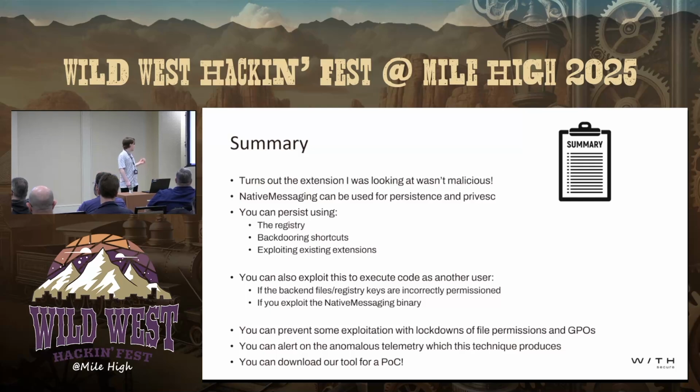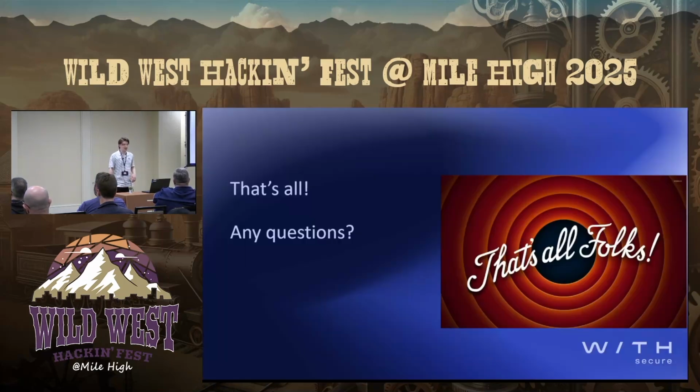From a blue team point of view, you can prevent some exploitation via lockdowns of file permissions and GPOs, and the stuff that you can't lock down, you can alert on as anomalous telemetry, which this technique produces. And you can also download our tool for a proof of concept. That's all from me. Thank you all for listening. If you've got any questions.